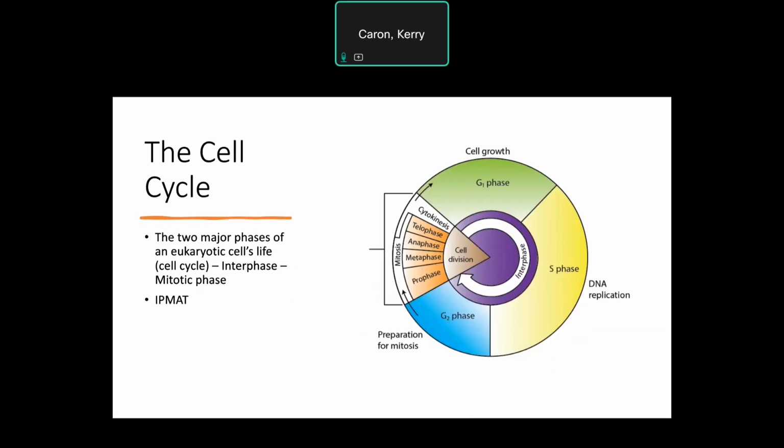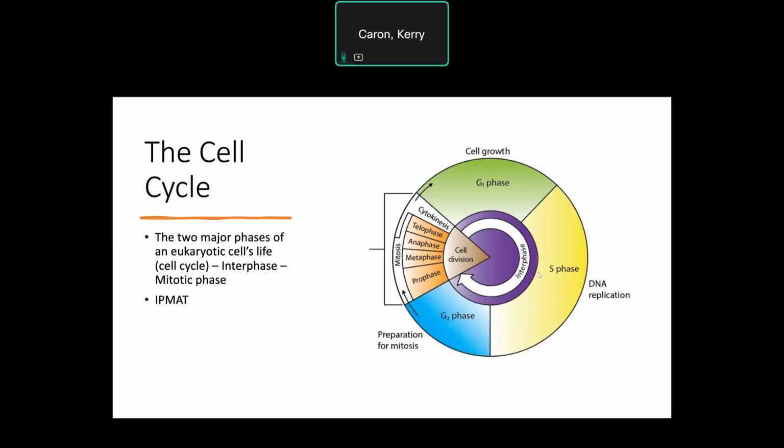You have the cell cycle. And mitosis, or the cellular division part, is really just a small part of the whole cell cycle. Interphase is most of it. We have G1, S, and G2. That's interphase. That's all interphase.